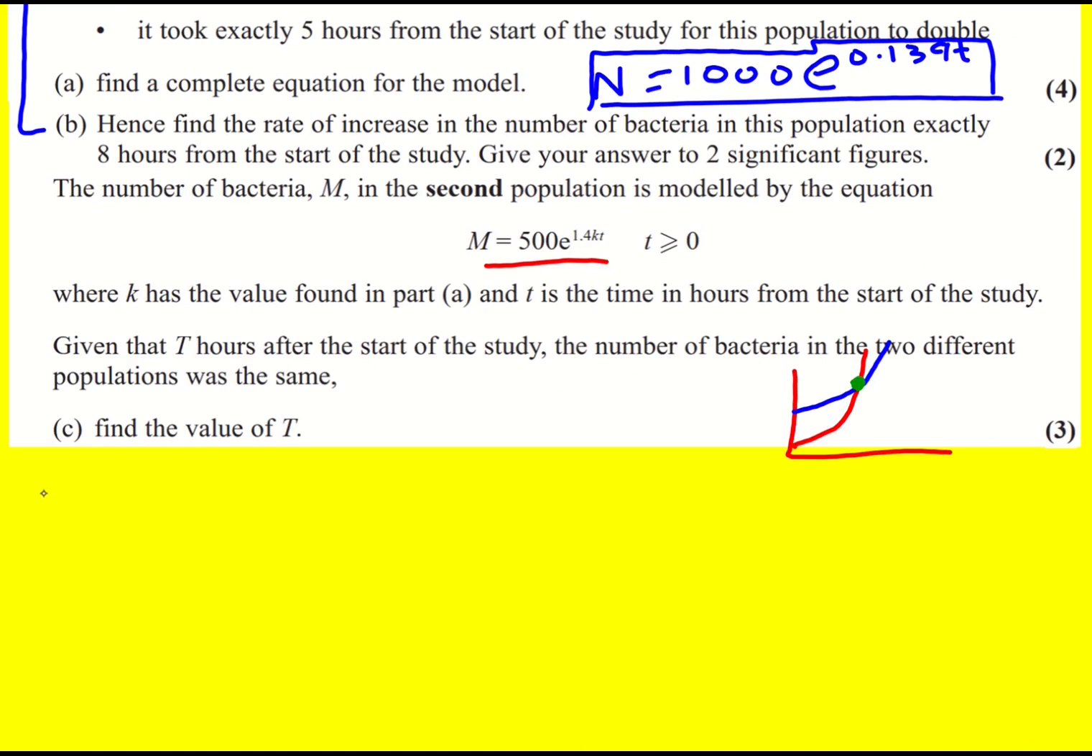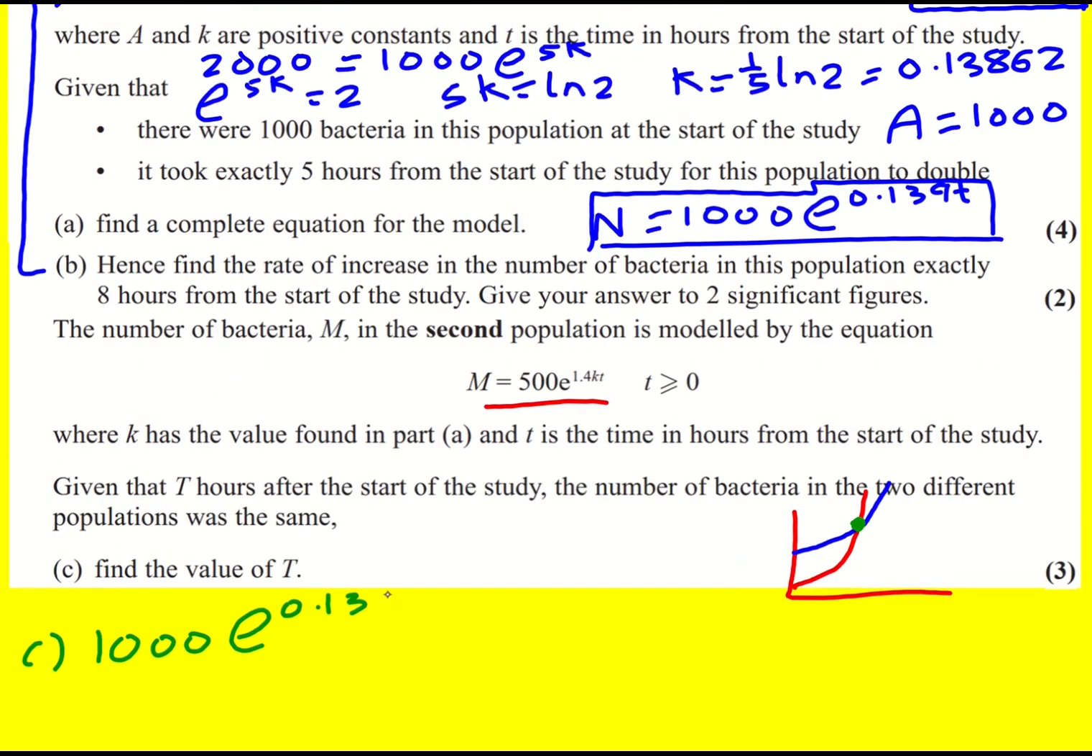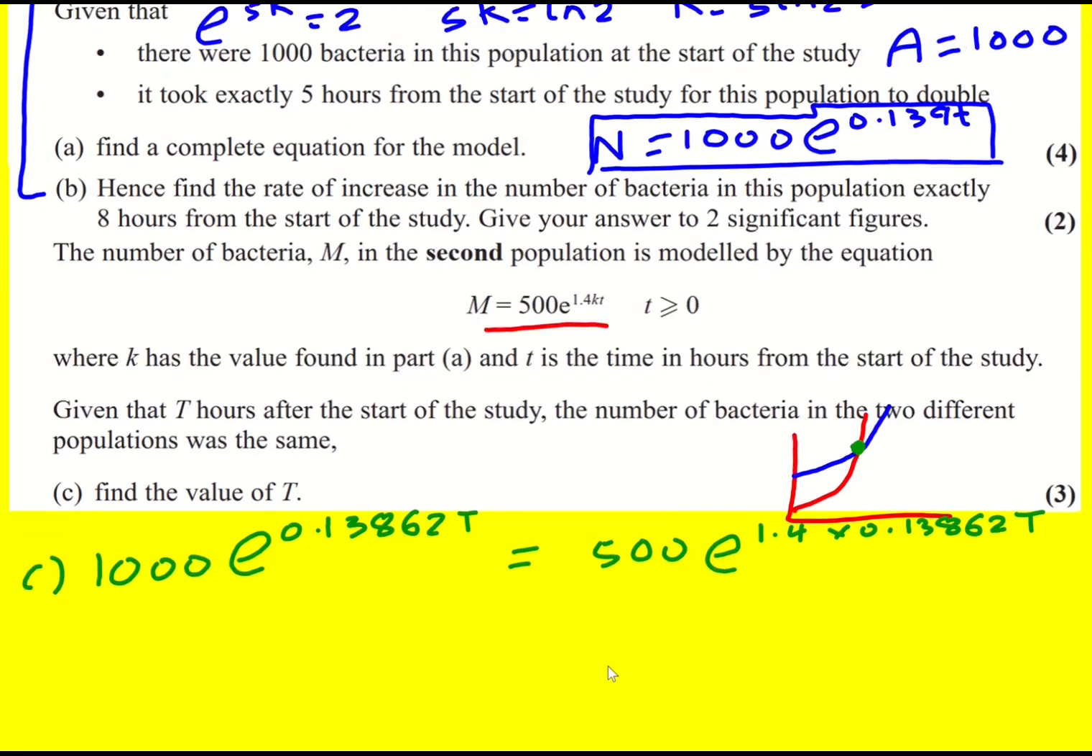And that's going to mean that 1,000 e to the 0.13862 t, although I can now use capital T to be fair, is going to equal 500 e to the 1.4 times 0.13862 t. This is our equation to solve.